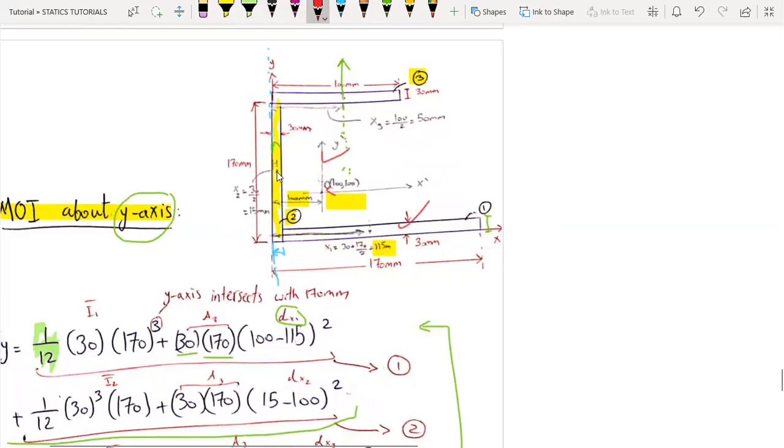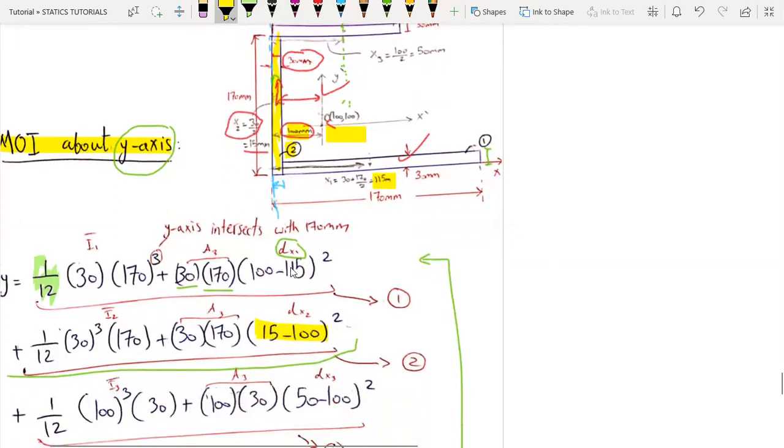Plus the second segment here. Where is our centroid? Here, we are dealing now with the y-axis, correct? So from the datum, it will have a distance of just 30, which is this dimension, divided by 2, which is 15 millimeters. And here we have 100 millimeters, the distance till the centroid of the whole system. So we'll say just 100 minus 15, or 15 minus 100, to get the distance from the centroid of segment number 2 till the centroid of the whole system.